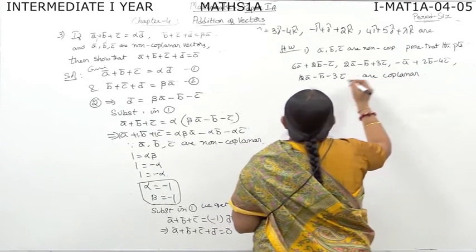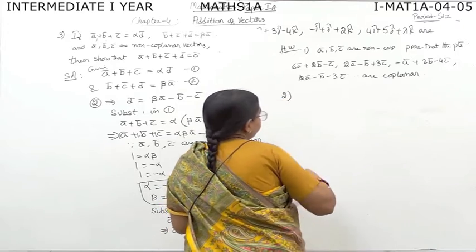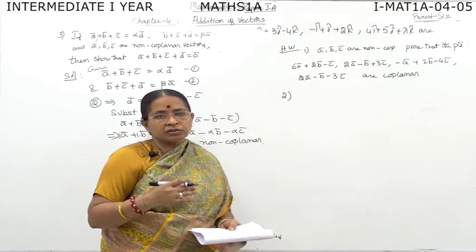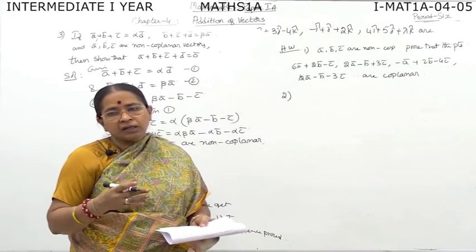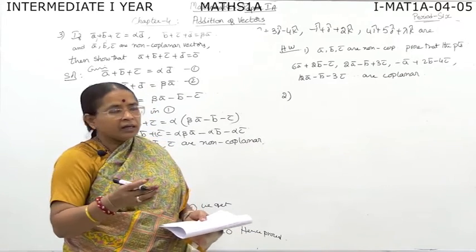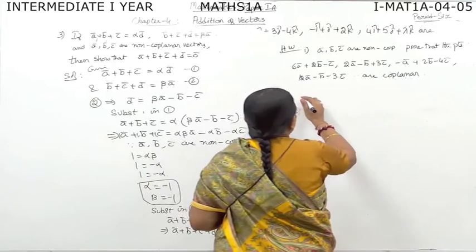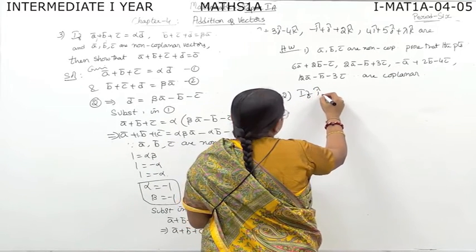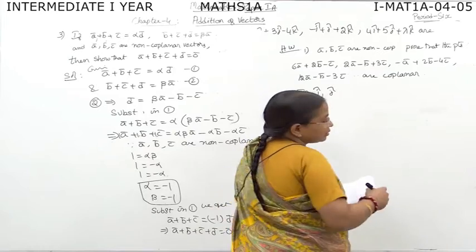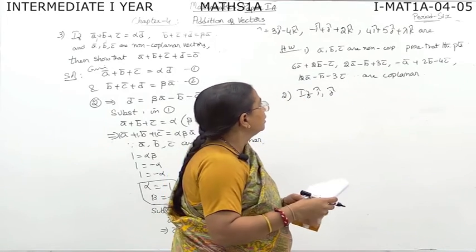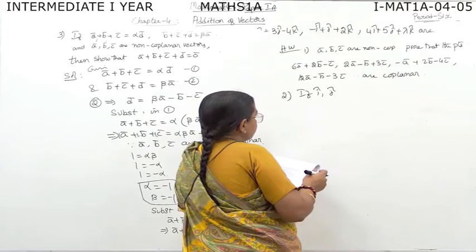We solved similar problems, same procedure. Convert them to vectors, take them as a, b, c, d, convert them to vectors ab, ac, ad, then take ab as x times ac plus y times ad, and then equate the coefficients of like vectors. Solve any two equations, if the third equation is satisfied, they are coplanar. So here they are coplanar, the third equation will be satisfied.